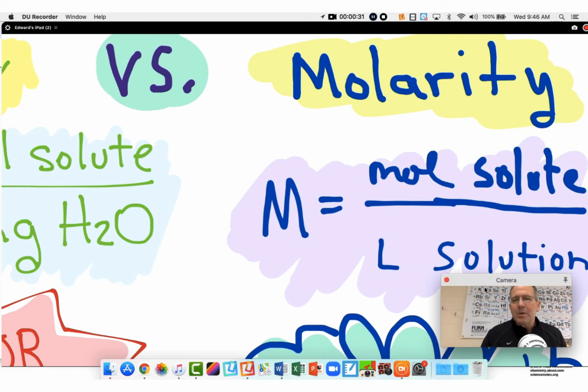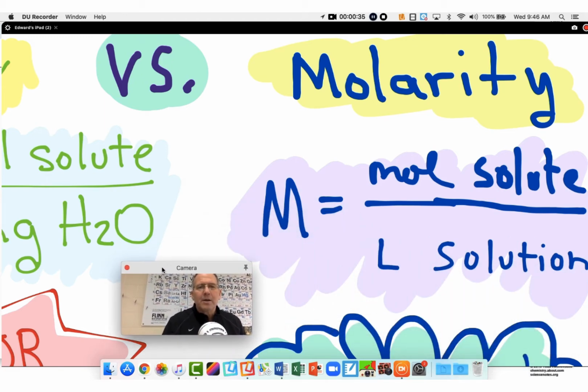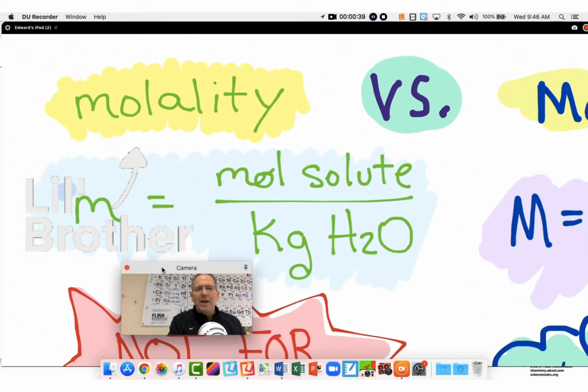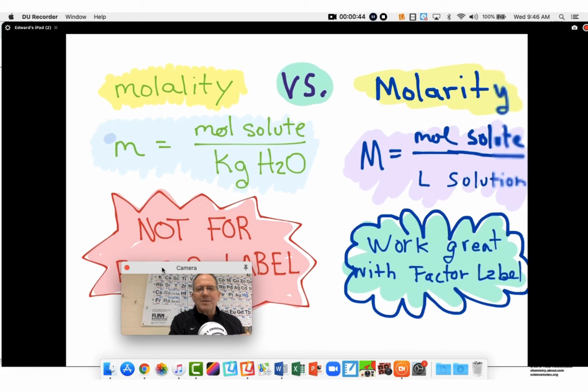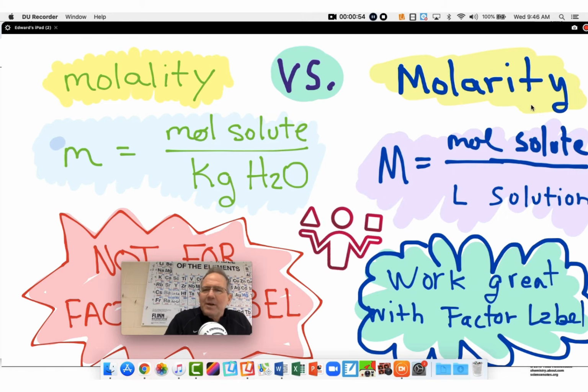And today we're going to talk about molarity's little brother, molality, with the little m, and molarity with the capital M. That's the way we tell them apart when they're written on the paper. So let's look at the equations and compare them. Let's go to the one we're familiar with first, molarity.